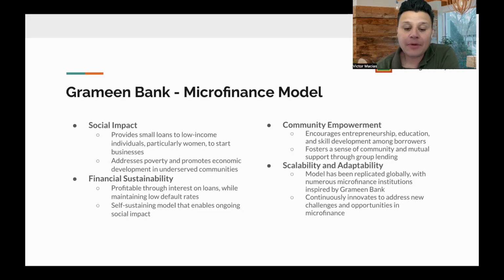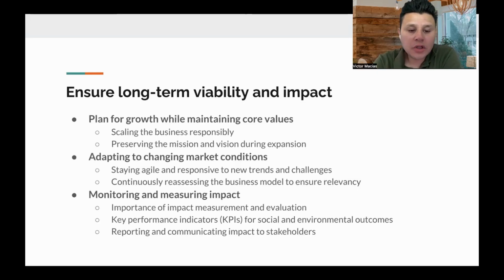Scalability and adaptability, the model has been replicated globally with other brands, and they continually innovate to address new challenges and opportunities in the world of microfinance. To focus on long-term viability, we need to plan for growth while maintaining core values. We need to adapt to changing market conditions. So we saw how Tom's has evolved into sunglasses, and I think even water. We want to measure, we want to monitor. That allows us to be transparent. What are our KPIs, the things that we're going to track towards success?